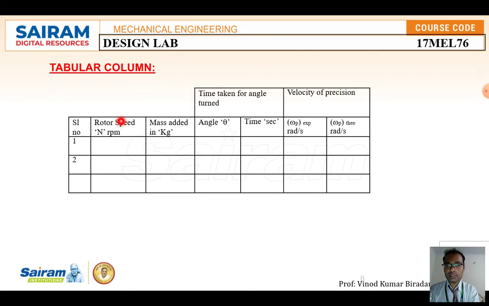This is the tabular column they have given. The rotor speed you can note down here, 3 times. Mass added in kg, so you apply 1 kg of load, 2 kg of load here. At the same time, for 90 degree and 45 degree, note down that angle here, and note down the time for 45 degree. With the help of the formula you need to calculate this. This is very simple. So this is the tabular column for the gyroscope experiment.